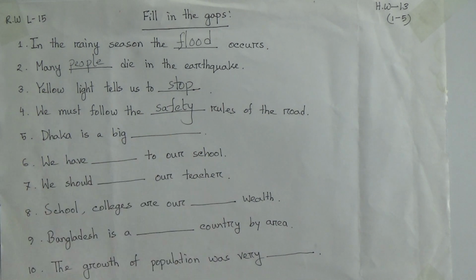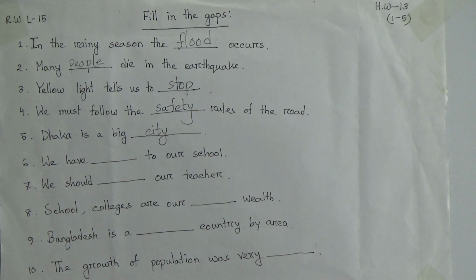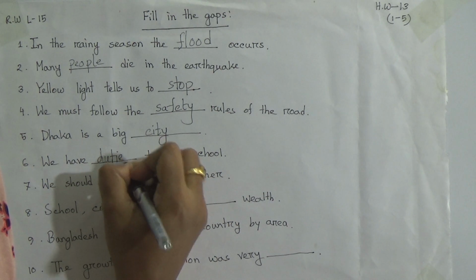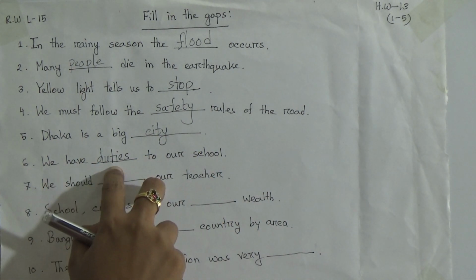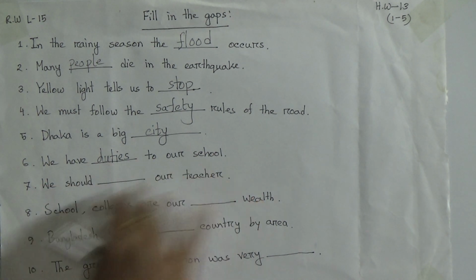Number 5, Dhaka is a big city. This is a city and capital of Bangladesh, and we know like from other cities, Dhaka is big, so we can write here Dhaka is a big city. Number 6, we have dash to our school. We have some responsibilities, we have some duties in our book. We have some duties to our school. We will have to follow some duties and rules in our school, like clean our room. You will have to bring your book regularly, and you will have to come regularly with your uniform, and you will have to obey your teachers, and you will have to study regularly. All kinds of these are your duties at a school.